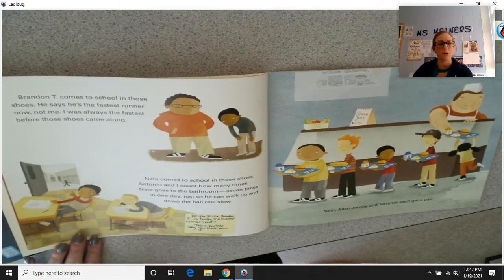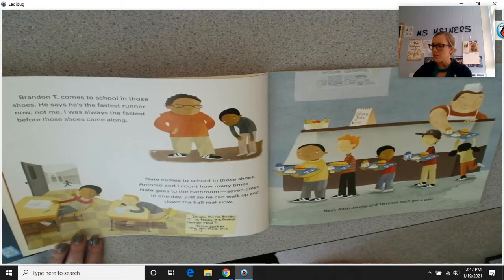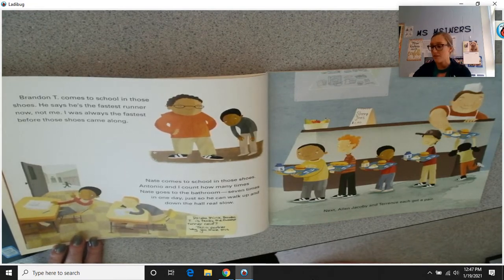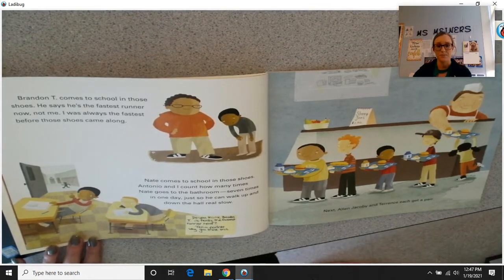Okay, so let's think about Brandon T. He comes to school in those shoes, and now he says he's the fastest runner. Do you think that Brandon T is really the fastest runner now? Do you think that he's really the fastest just because of those shoes?